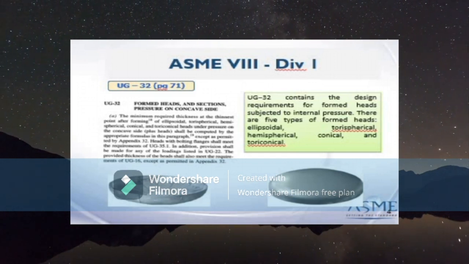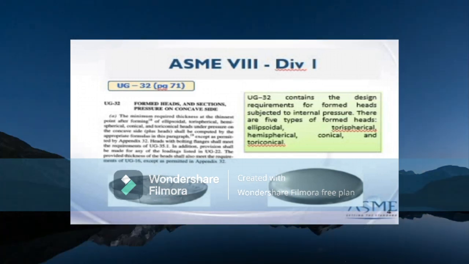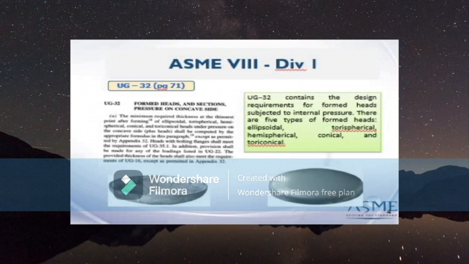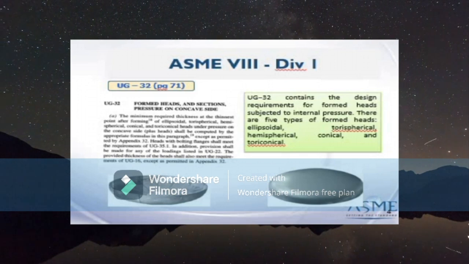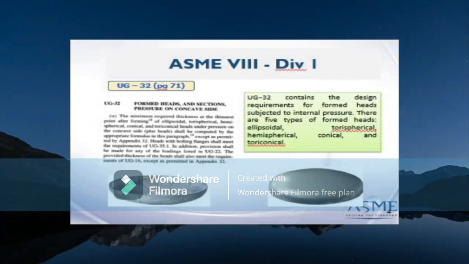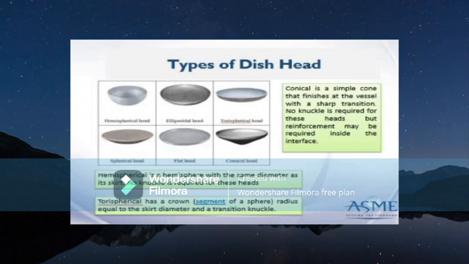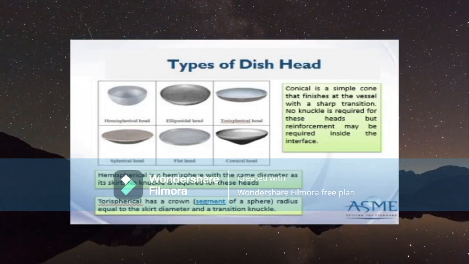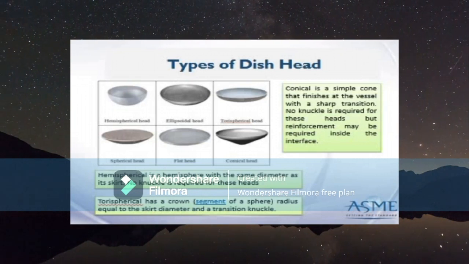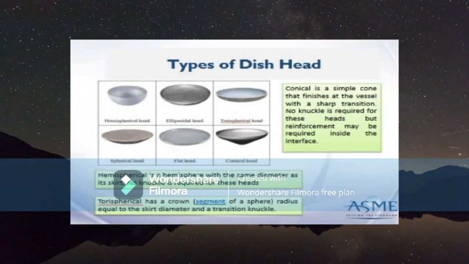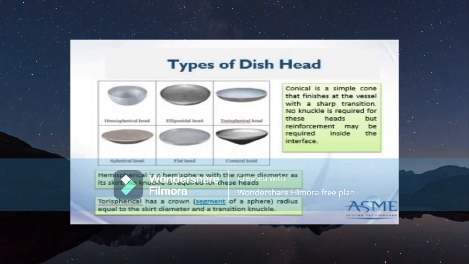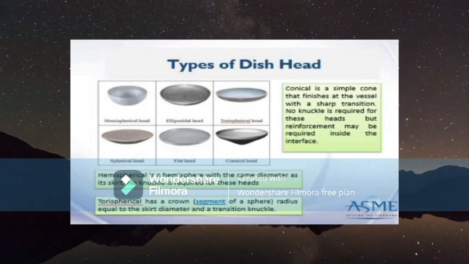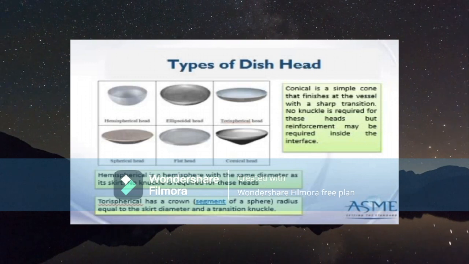ASME Section VIII Division 1. UG-32 contains the design requirements for formed heads subjected to internal pressure. Types of dish head: there are 6 types of formed heads: ellipsoidal, torispherical, hemispherical, conical, flat head, and spherical head. Conical or toriconical sections are also used as transition sections between shell sections of different diameters.